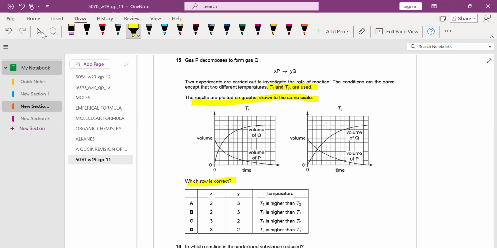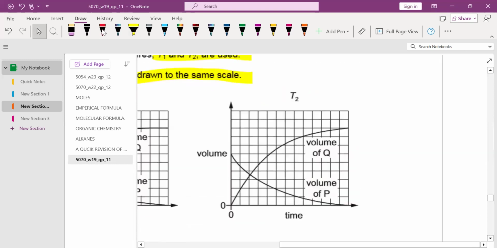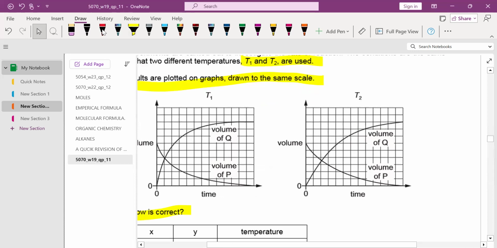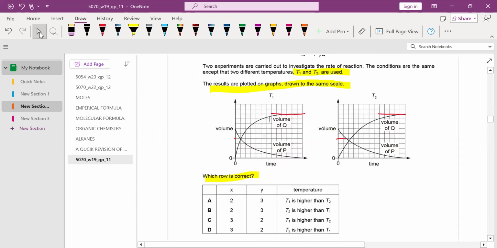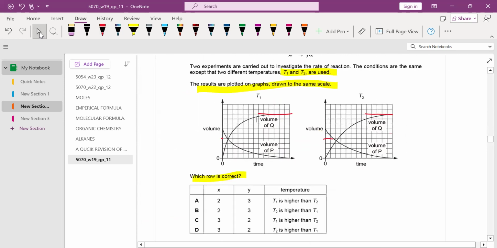Which row is correct? Let's have a look at the graph firstly. These are both graphs with different temperatures, volume on the y-axis and time on the x-axis. You can see that the gradient here and here is different. Then the second thing is that the volume at T2 and at T1 is different. So in easy words, you can say that T1 is higher than T2.